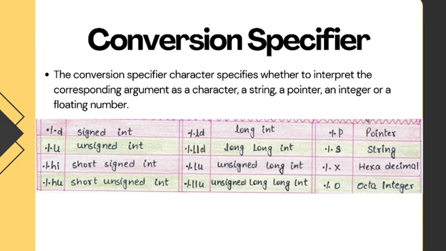Conversion specifier. The conversion specifier character specifies whether to interpret the corresponding argument as a character, a string, a pointer, an integer, or a floating number. For signed int, it is %d, unsigned int is %u, for long int it is %ld, for pointer it is %p, for string it is %s, and so on.